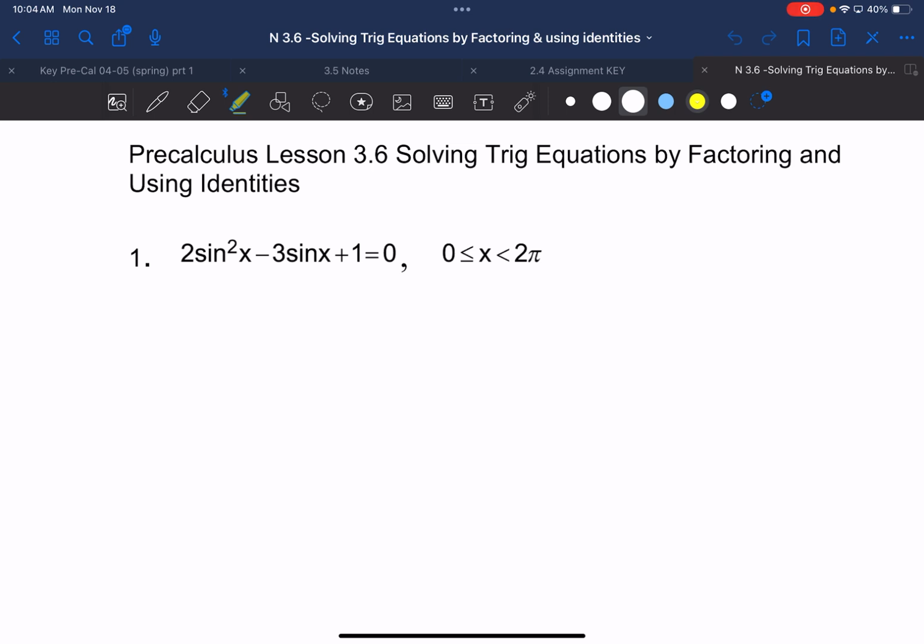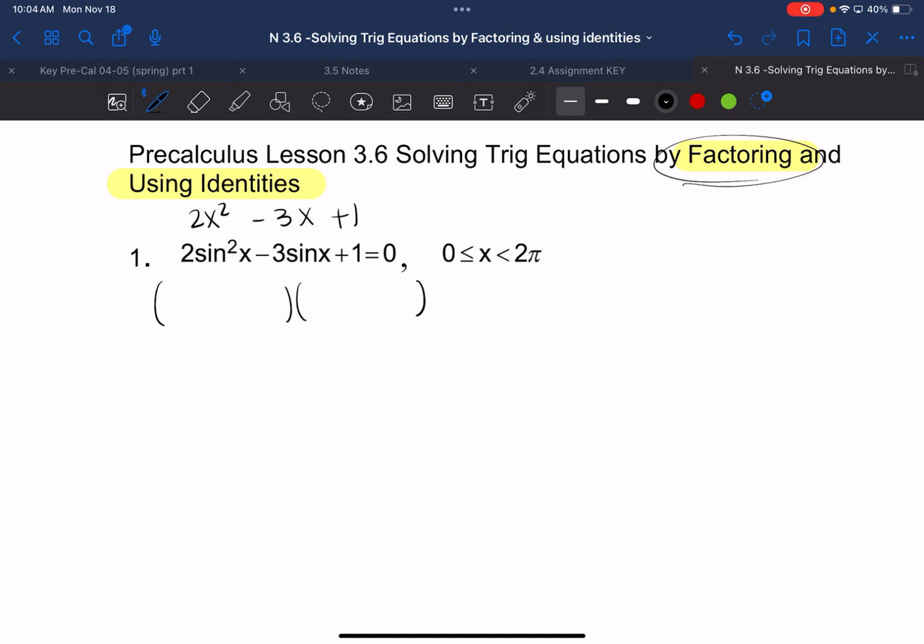All right? It does tell us here that we are supposed to be solving these by using factoring and by using identities, like our basic 8. Okay? So on number 1, it says we've got 2 sine squared of x minus 3 sine of x plus 1. Well, that's not any of our basic 8 identities, right? So that must mean we should use factoring. So remember, this is the same as if I had 2x squared minus 3x plus 1. I can factor that, so I can factor this.